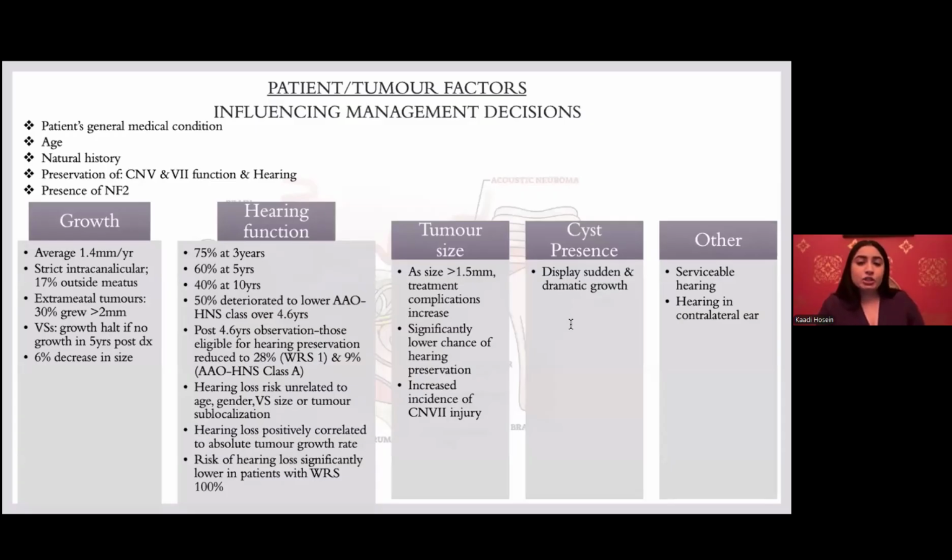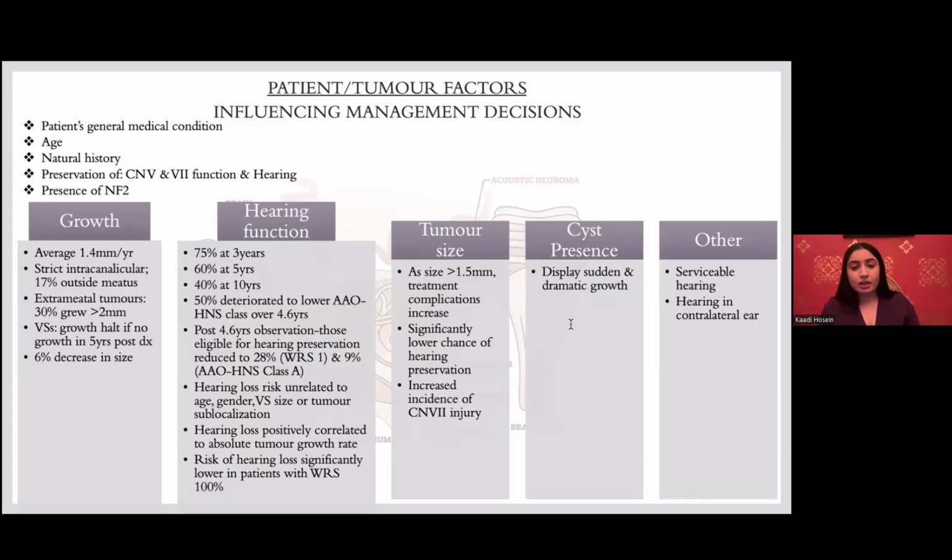Now, in addition to the usual factors involved in the decision process with brain tumors, that is the patient's general medical condition, age, and natural history, we have elements that are unique to vestibular schwannomas, and these include the chances of preserving the fifth and seventh nerve function and hearing, and also the presence of neurofibromatosis type 2.